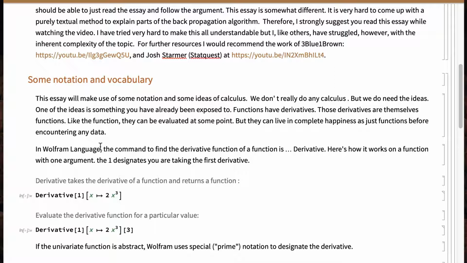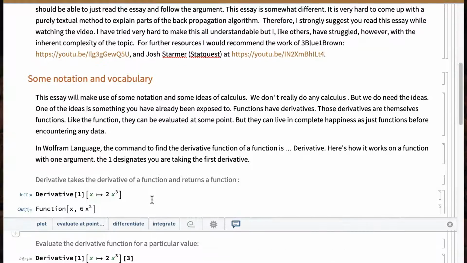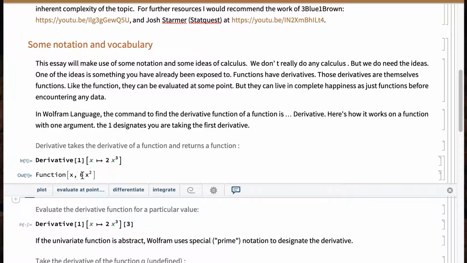That's a different thing. All right, in Wolfram language, the command to find the derivative function of a function is, drumroll, Derivative. And here's how it works on a function with one argument. We're going to say Derivative[1], that means take the first derivative, and there's only one argument here, x, and this function happens to go to 2x^3. So we can execute that, and we get back a function x that goes to 6x^2. Okay? If you don't remember how you got there, just know it somehow transforms a function, and that's all you really need to know.